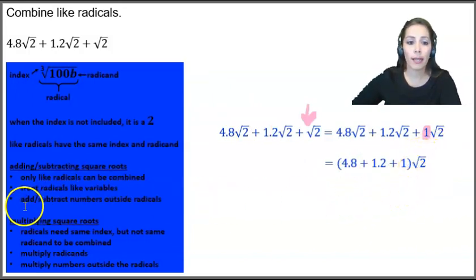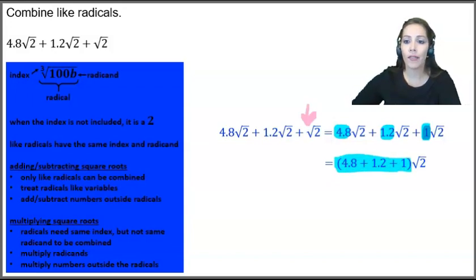Now, one of her steps was to make sure we add and subtract numbers outside the radical. So you can see that we have a few outside of the radical. We have the 4.8, 1.2, and the 1 right here. So I went ahead and added those all together outside of the radical. And when you add 4.8 plus 1.2 plus 1, you end up getting 7.